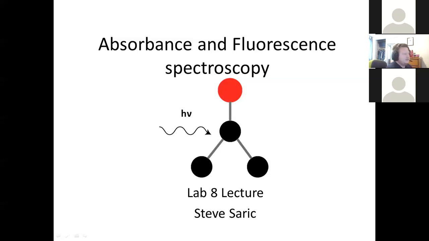Okay, so Lab 8. It's on absorbance spectroscopy and fluorescence spectroscopy. One of these you've done already, which is absorbance spectroscopy, in a previous lab where you used UV-Vis. The other, fluorescence spectroscopy, is very much related. It's an emission process, so it's very much related to the atomic emission lab that you did as well.